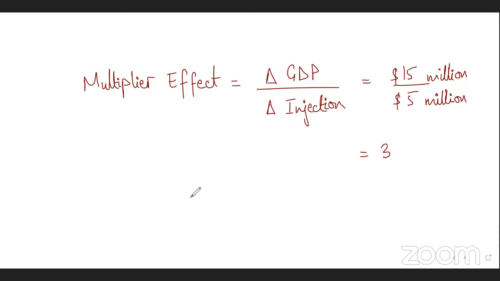Now what this means is that for every $1 increase in investment or injection, there will be an overall $3 increase in GDP.